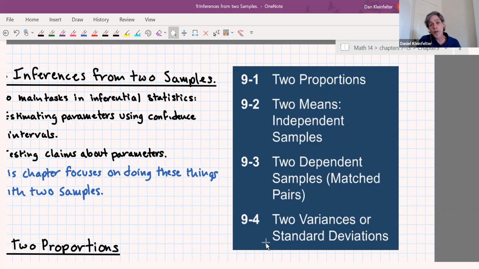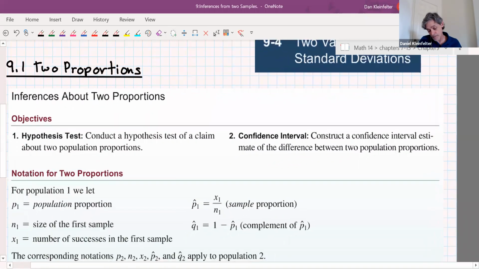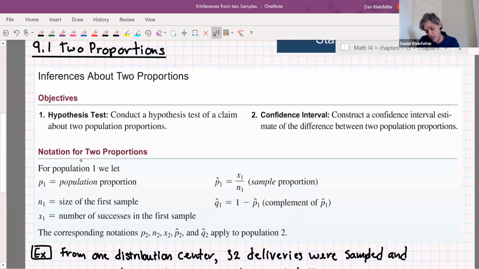In this section, we're working on proportions. Okay, so let's get started. Some of the fine print here: we want to be able to do both a hypothesis test and construct a confidence interval. The confidence interval will be for the difference in the proportions. The hypothesis test will be a test of a claim about a proportion.